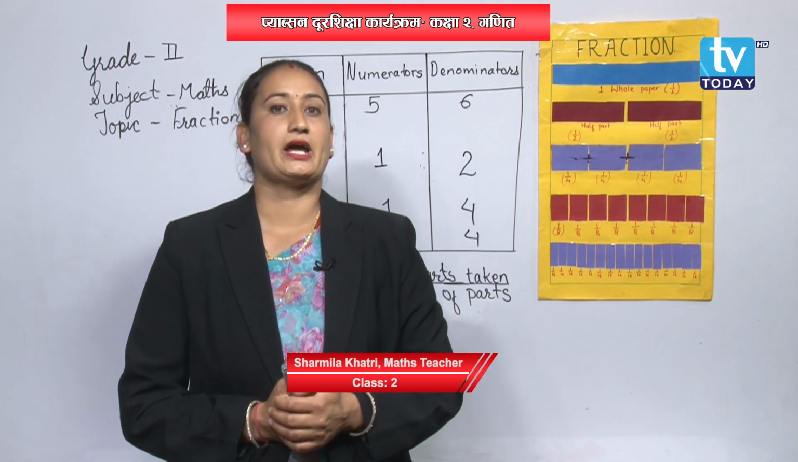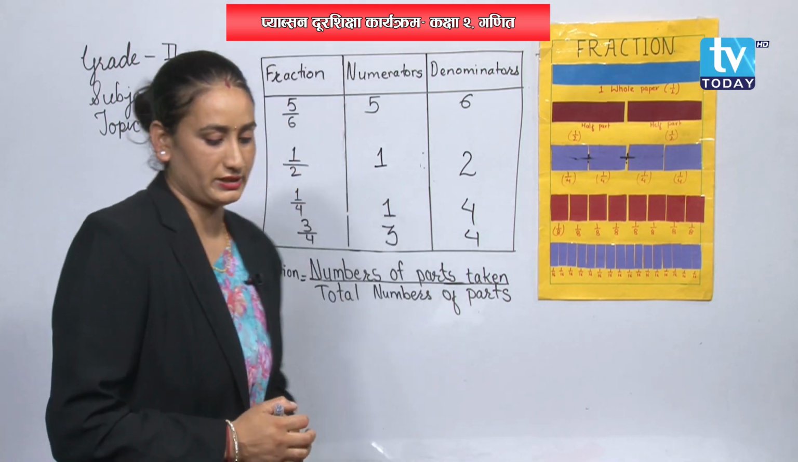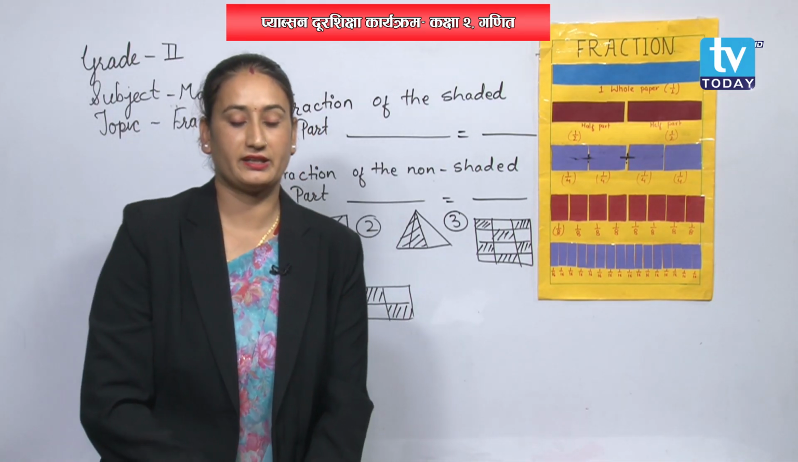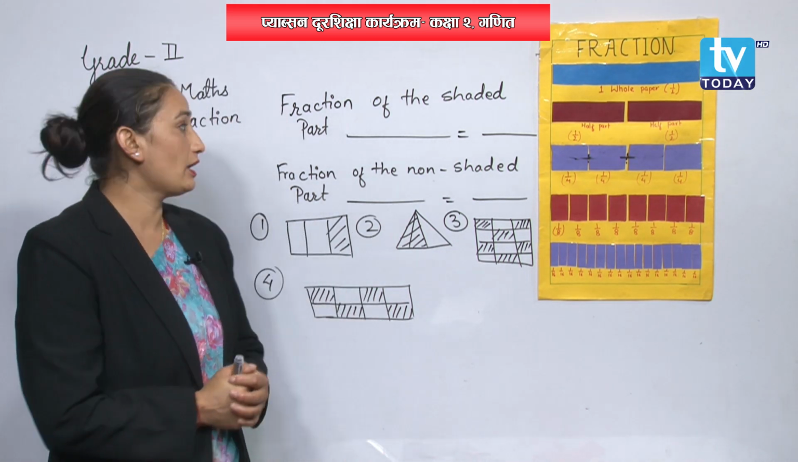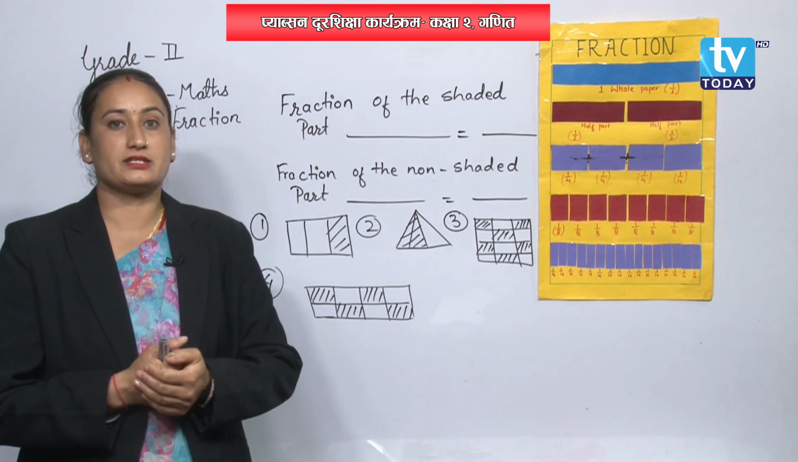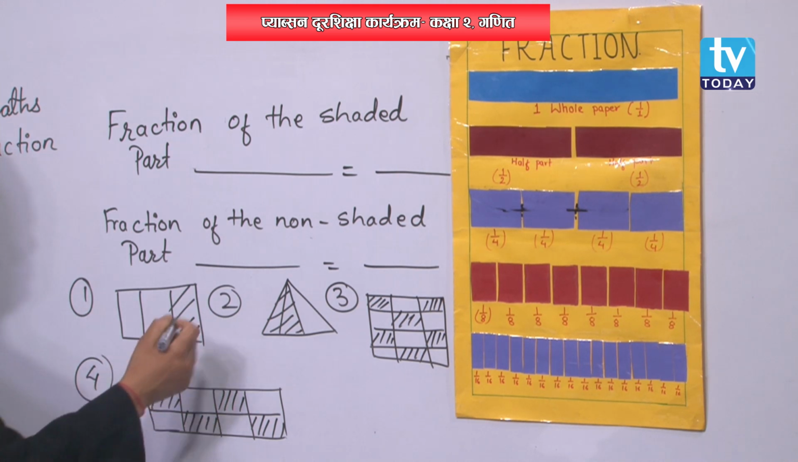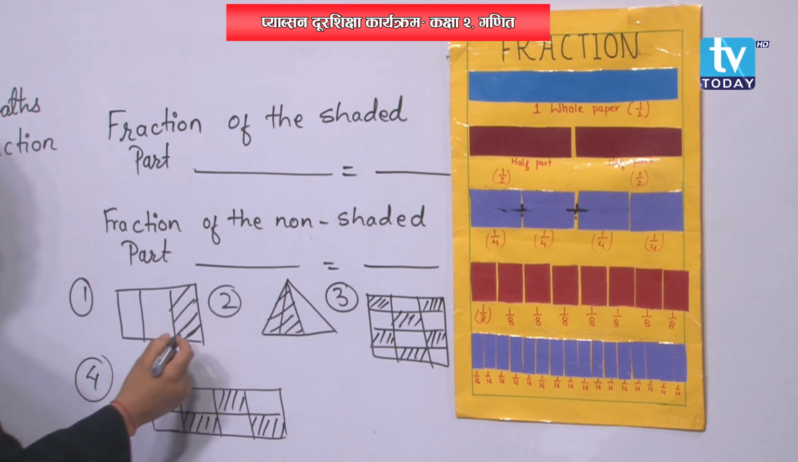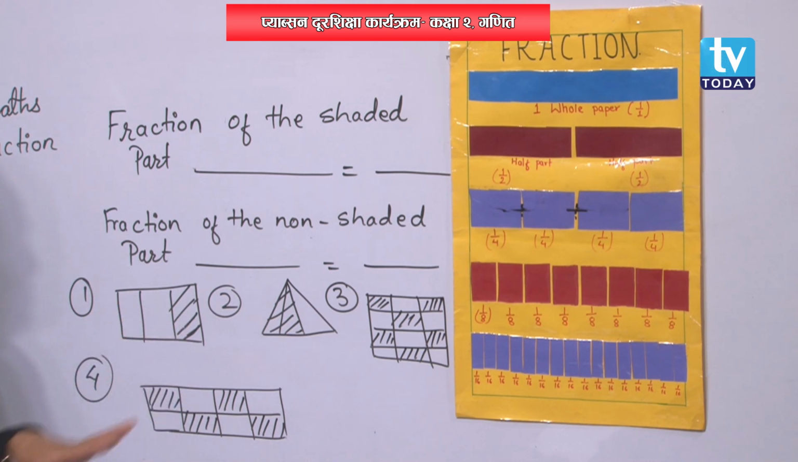Okay. Now I have the next question for you all. So be ready for the next question. Now students, you have to know how to write the fraction of the shaded part and the fraction of the non-shaded part. Have a look at the first picture over here. I have shaded it with lines over here, so you can do it in your notebook. Now can you count how many parts are here in this rectangle box?